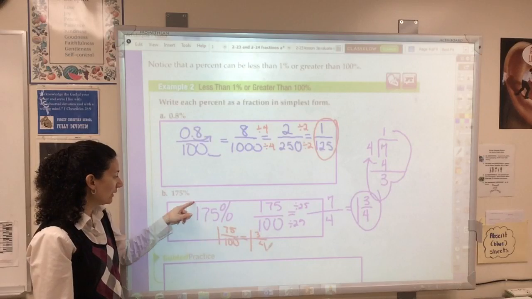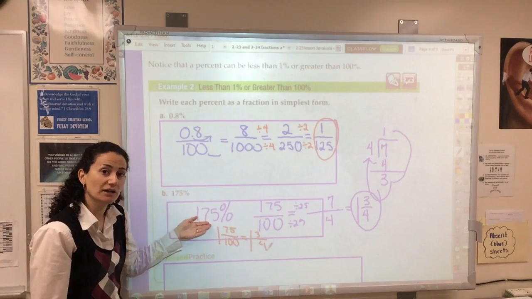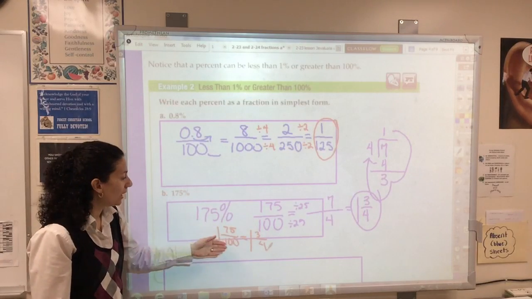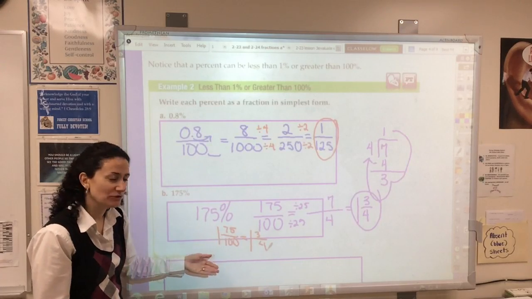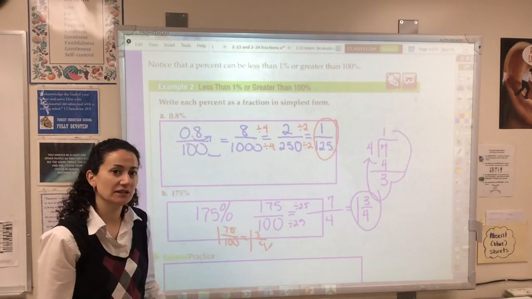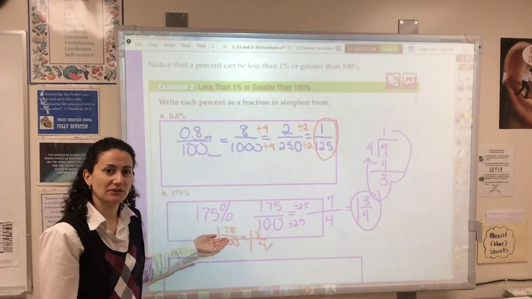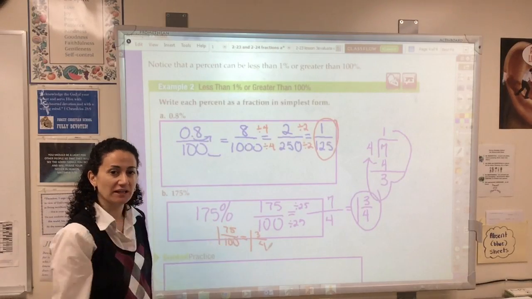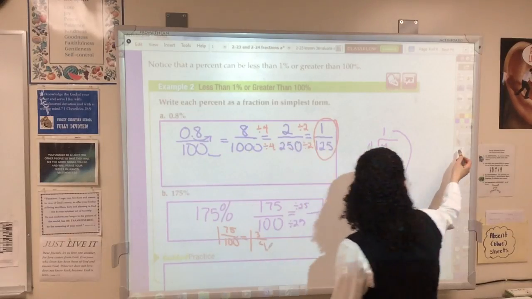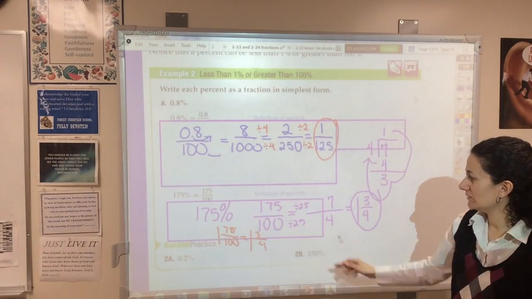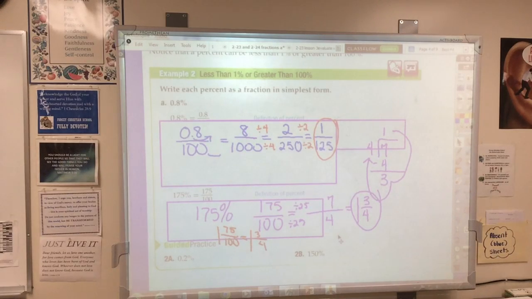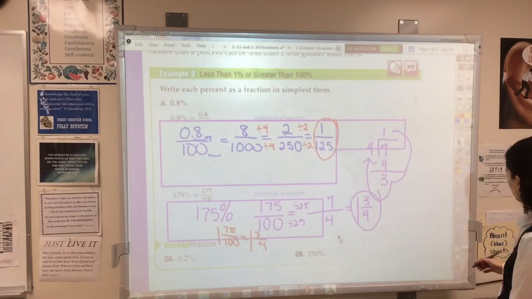Okay? So watch out, when you have a percent that's more than 100, you're going to have a mixed number. You're going to have some wholes. If it's 100 something percent, you're going to have 1 and a fraction. If it's 200 something percent, you're going to have 2 and some fraction. Try 2 last examples and then we'll be finished with this lesson. 2A and 2B. Try those problems, pause the video, unpause when you're finished, and we'll go over them.